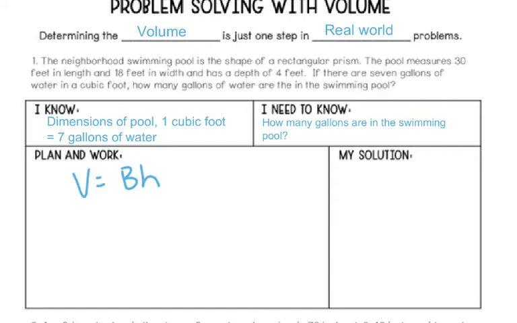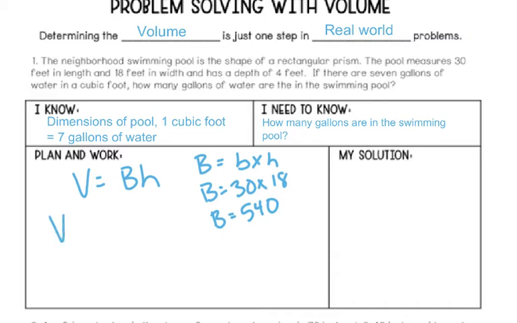Our volume formula is volume equals the area of the base times the height. This question tells me that the pool is a rectangular prism, so I know that my base is going to be a rectangle. To find the area of the base, I need the base and the height of the bottom of the pool. This would be the length of 30 and the 18 feet width. This tells me that the area of the base is 540 square feet.